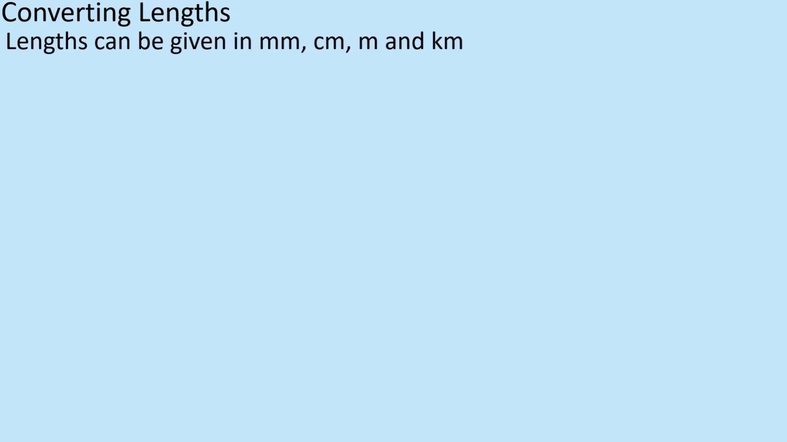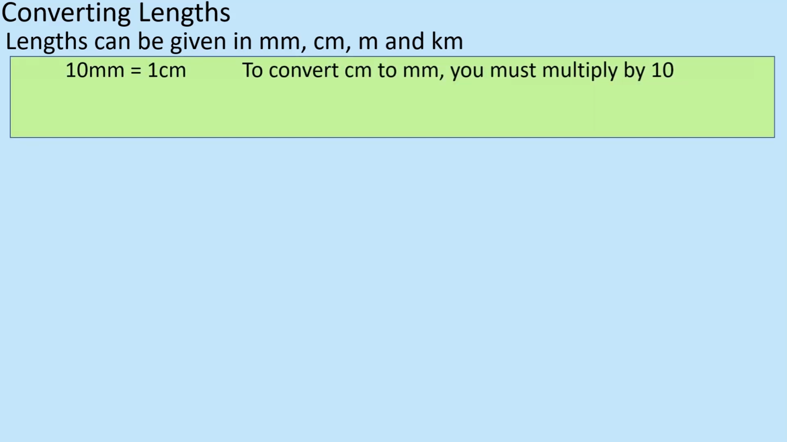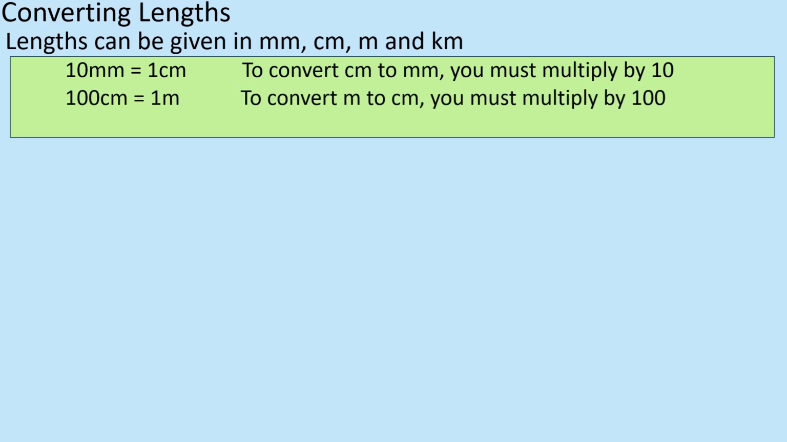So lengths tend to be used these days in metric. Millimetres, centimetres, metres and kilometres tend to be the ones that you come across more than anything else. So I was going to run through the conversions. There are 10 millimetres in 1 centimetre, so to convert centimetres to millimetres, you do need to multiply by 10.